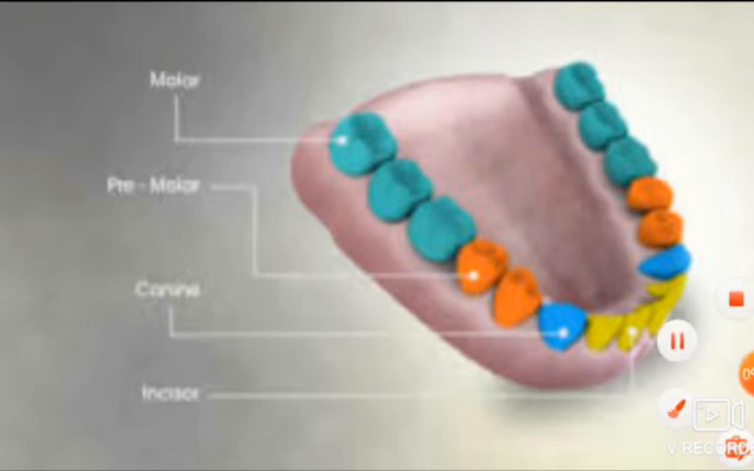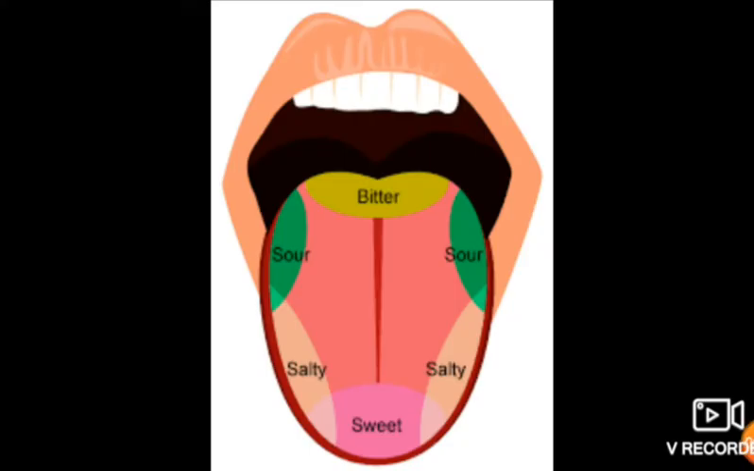So next let's learn about the tongue. As you can see in this picture, the tongue perceives the sweet taste at the front. Next to it on the sides is salty, then on both sides further back is sour, and behind the tongue it finds the bitter. It is because the tongue has taste buds. In the last class we studied how many taste buds there are: 10,000 taste buds.